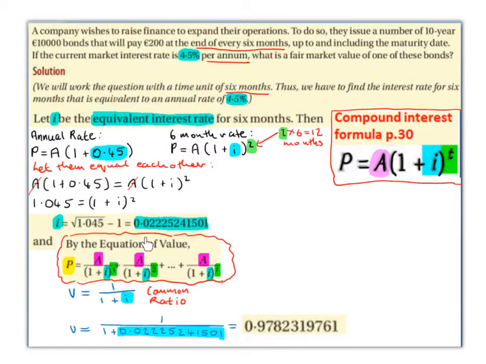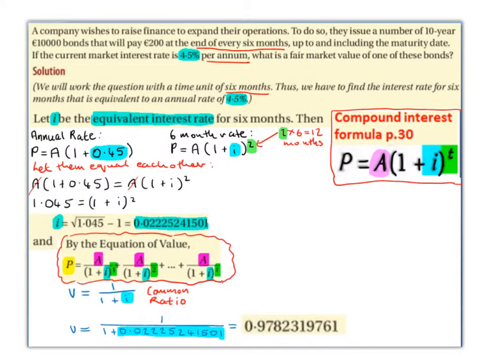Then using the equation of value, P is going to be equal to A over (1 + I) to the power 1, plus A over (1 + I) to the power 2, plus, up as far as A over (1 + I) to the power T. So V is going to be our common ratio, which is 1 over (1 + I). Basically, if I multiply the first term by 1 over (1 + I), I get the second term. If I multiply the second term by 1 over (1 + I), I get the third term, and so on. So this is our common ratio.